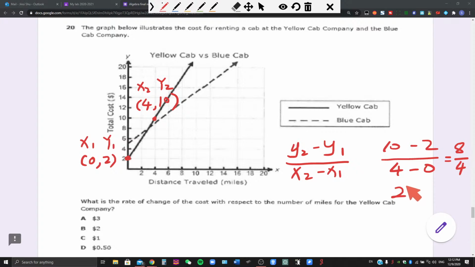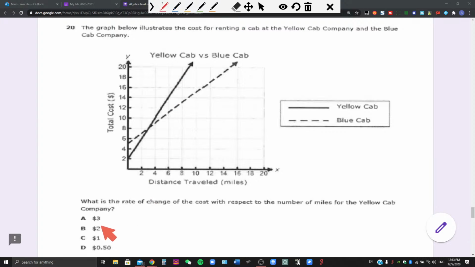Okay, that's a 2. Don't get a 0.50. It should be 8 divided by 4. You will get a 2. If you do 4 divided by 8 and you get a 0.50, that's wrong, because it's top divided by the bottom. So the slope is 2, or the rate of change of the cost is $2 per mile. So the yellow cab charges $2 for each mile traveled.